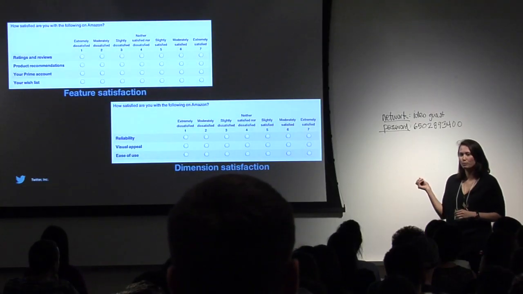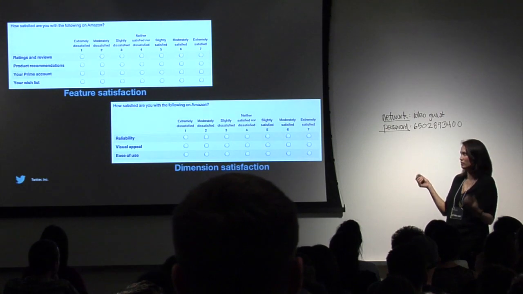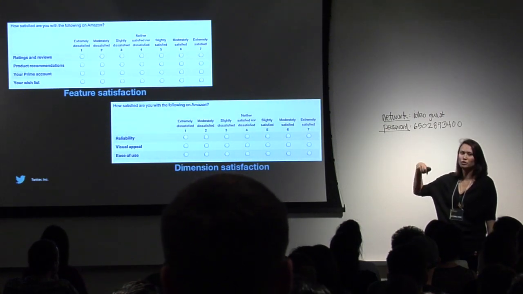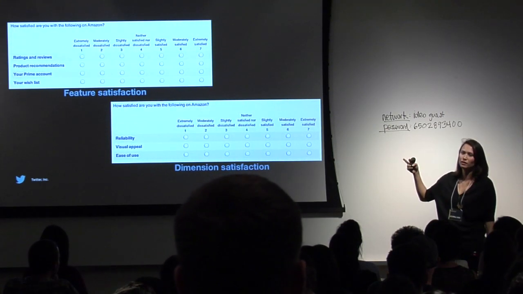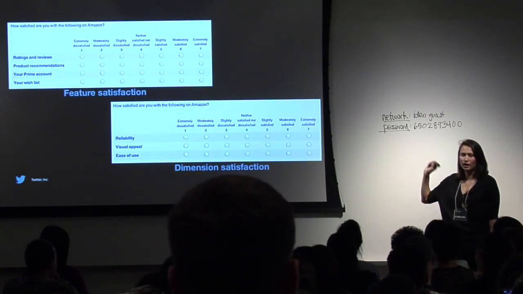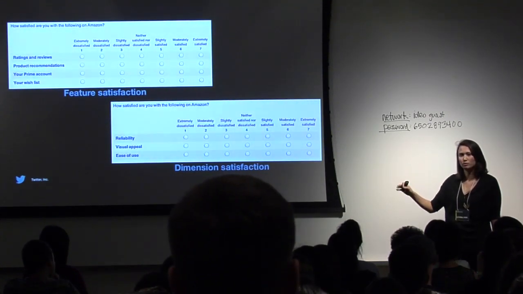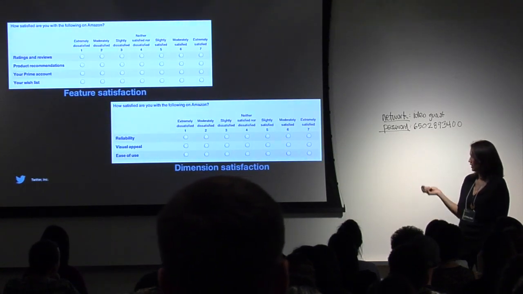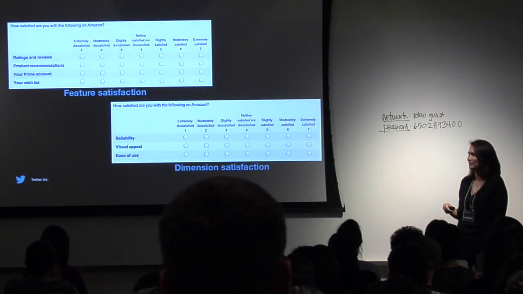The great thing about asking about your overall satisfaction and one of these questions is that you can go back later on and correlate them, and see if there are particular features or dimensions that correlate with satisfaction. And again, notice the fully labeled 7-point scale.